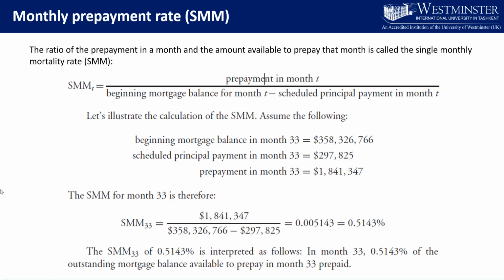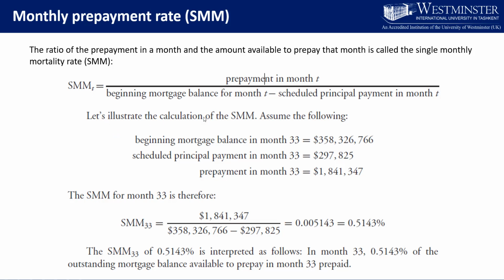Now, SMM for a period T is equal to prepayment in month T, whatever amount has been repaid in a given month, divided by the beginning mortgage balance for month T minus the scheduled principal payment in month T. In other words, the outstanding balance for that month. How much was outstanding and how much has been repaid. You take the difference and you divide the prepayment in month T by that amount. That's called SMM T, or the prepayment rate for that month.